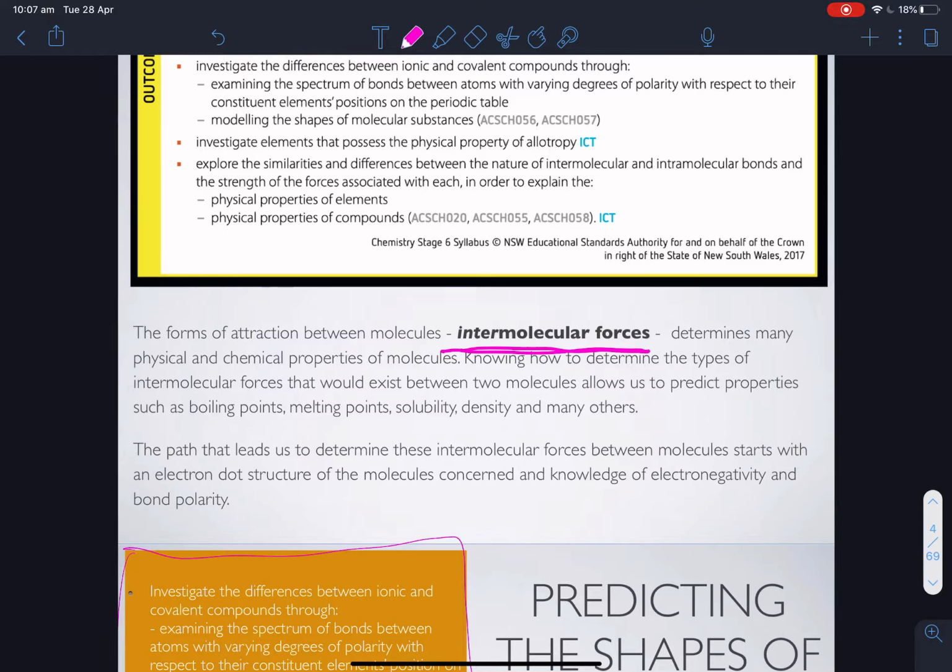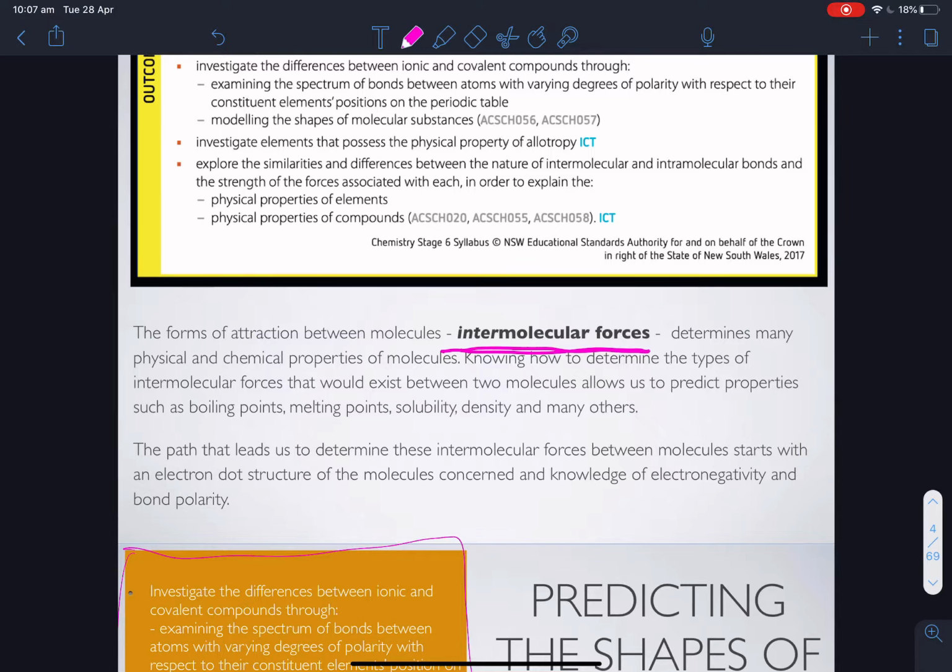So these intermolecular forces determine many physical and chemical properties of molecules. So knowing and predicting these intermolecular forces allows us to predict these properties such as boiling points, melting points, solubility, density, and many more. These are skills that are going to last you throughout the course and you don't want to forget them.